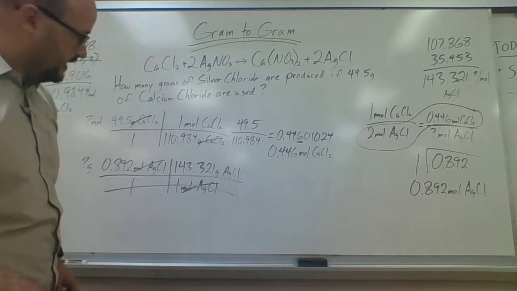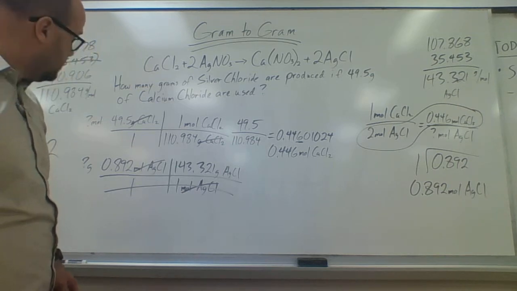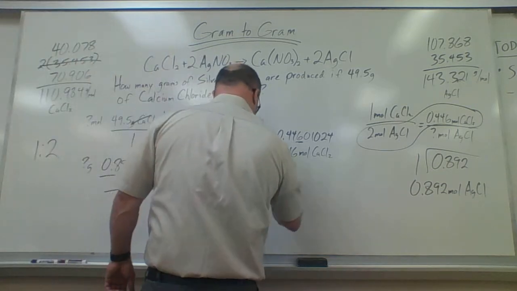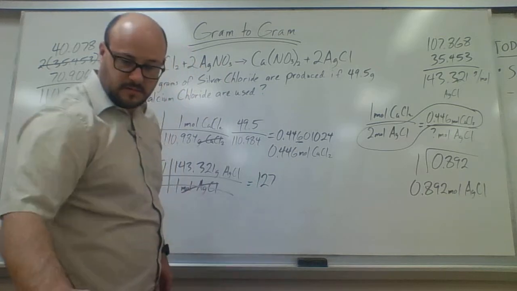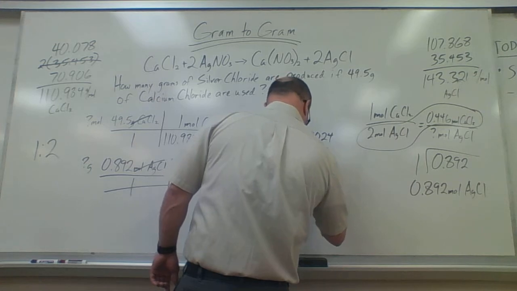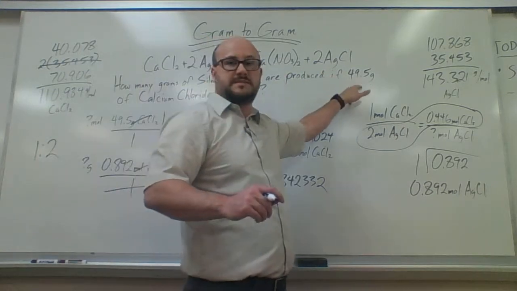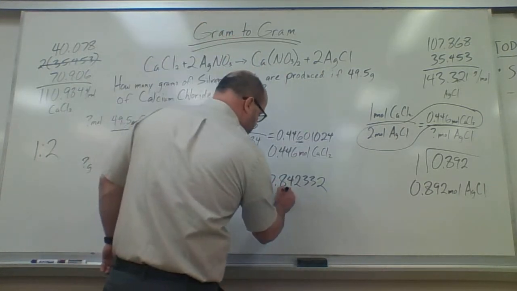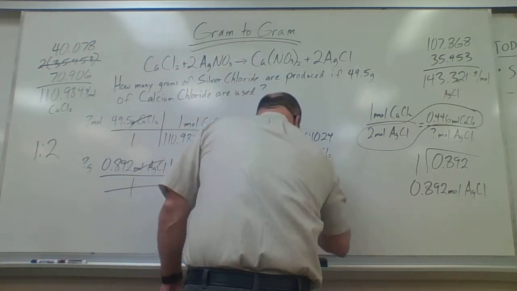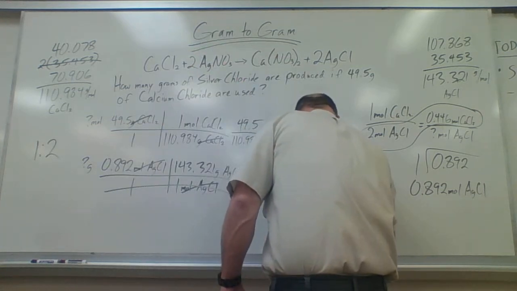Multiply that, 0.892 times 143.321 gives us 127.842332. And in our original question, we had 1 decimal point. So we're just going to round this to 1. These fall off. We end up with 127.8 grams. And then don't forget your compound, AgCl.